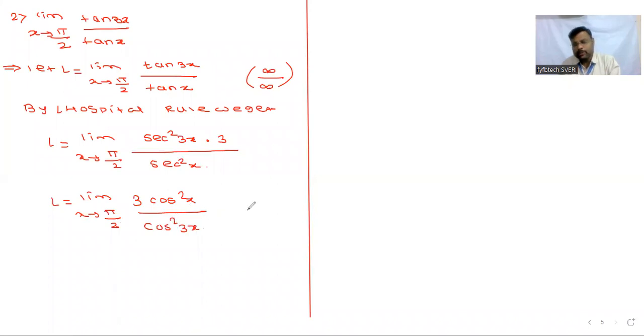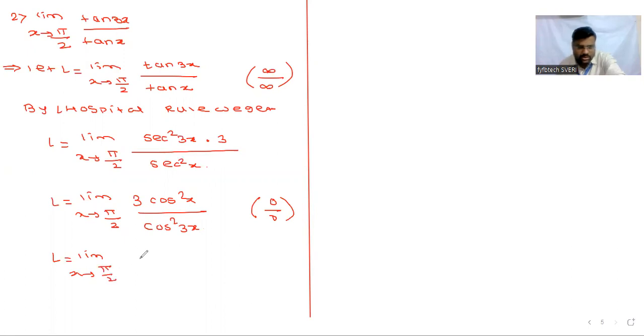What is cos pi by 2? Cos pi by 2 is 0. So 0 by 0. Okay. Now just take the L'Hospital rule. Limit x tends to pi by 2. Derivative of this. What is the derivative of this one?